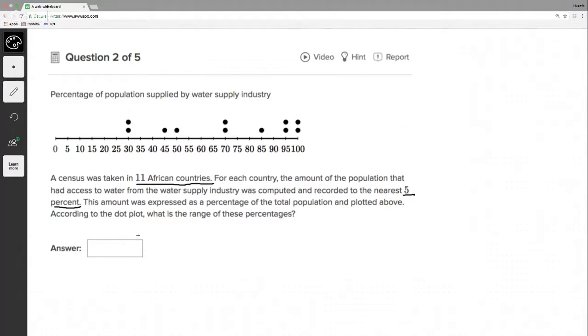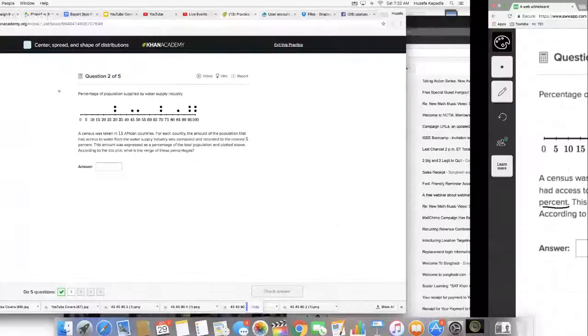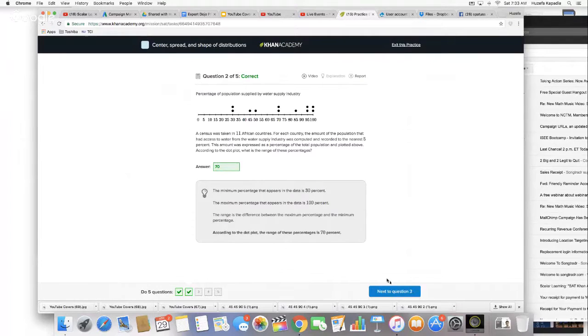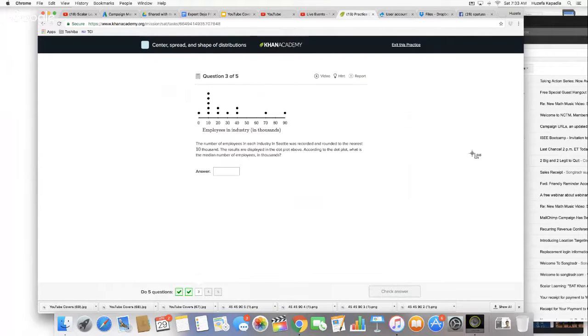This amount was expressed as a percentage of the total population and plotted above. According to the dot plot, what is the range of these percentages? Range is just lowest, which is 30, to highest, which is 100 over here. So that means the country with the least amount of access to water was this right here, 30%. Over here was 100%. Therefore, the range is the difference of those two values, which should be 70%. We don't add a percentage symbol or anything. We just should put 70. That should give us the right answer. And yeah, it does. And that's exactly what they say in the explanation.